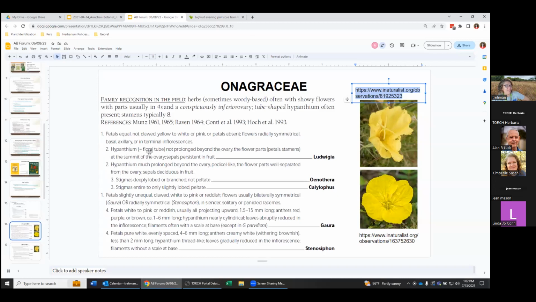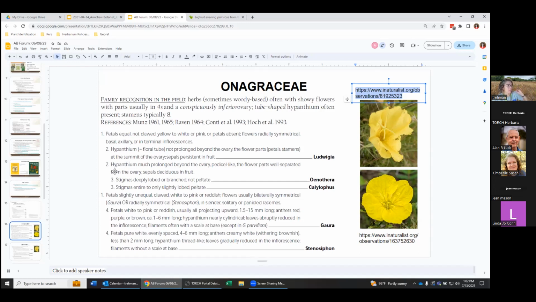The hypanthium, the floral tube, is not prolonged beyond the ovary. The flower parts, the petals, the stamens, are at the summit of the ovary. The sepals are persistent in fruit. So that's a lot that we have to break down. A hypanthium is a specific type of organ in this plant, and I'll show you the example in the image. So that was the first couplet.